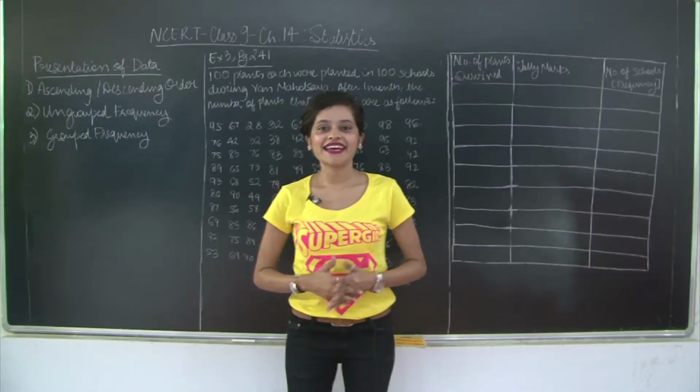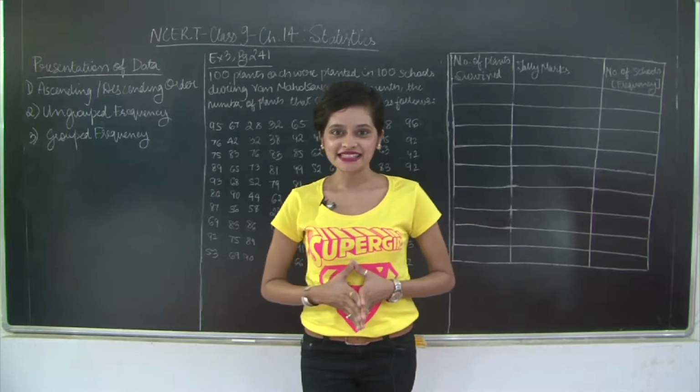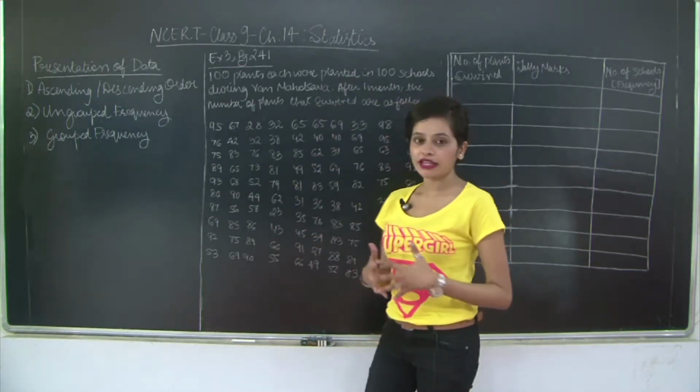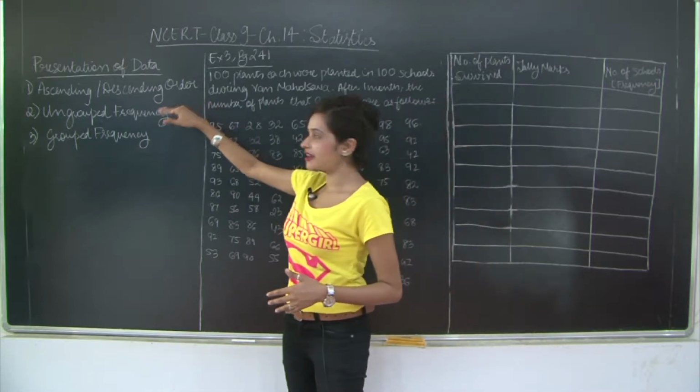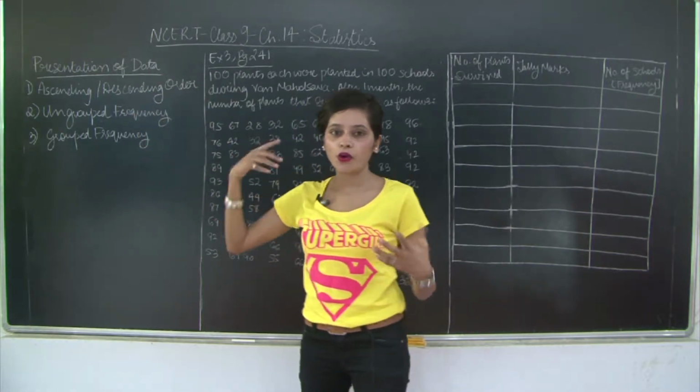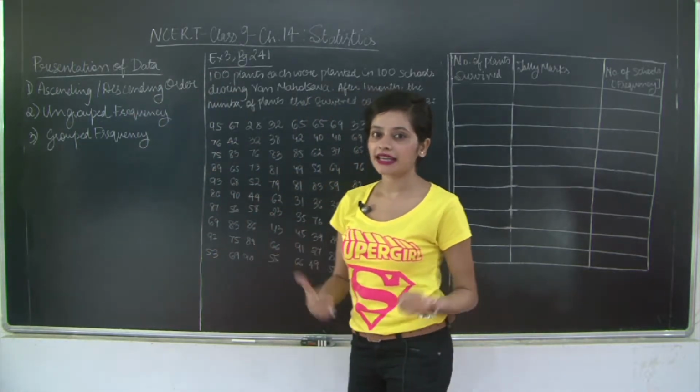Students, welcome back. Let us continue with chapter 14, statistics. We were taking a look at the presentation of data in the previous classes where we learned about ascending and descending order and ungrouped frequency. So this is the second method of statistics wherein you organize your data, the first one being collection.